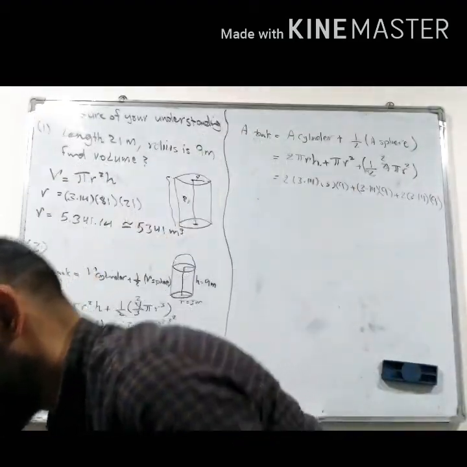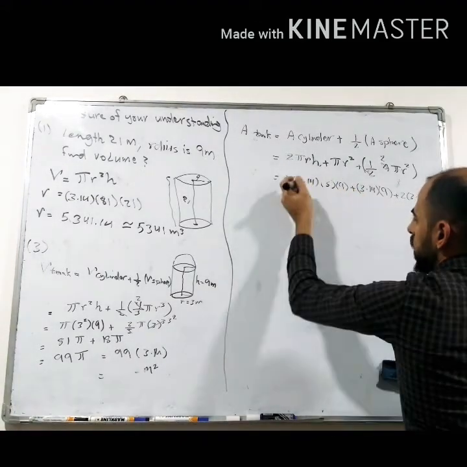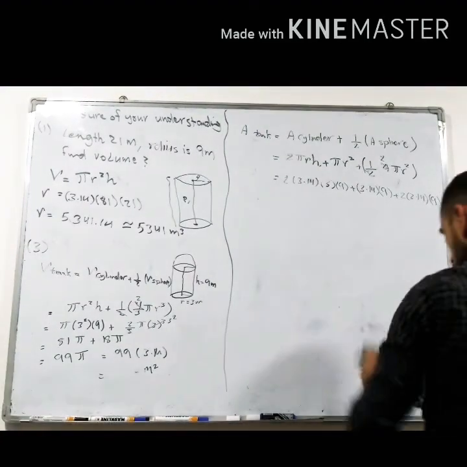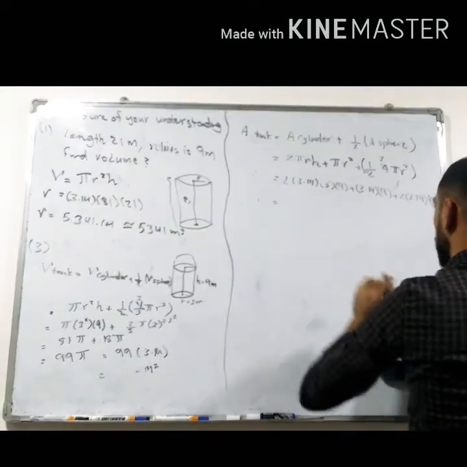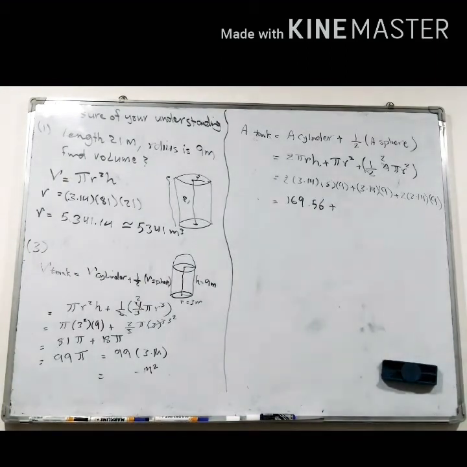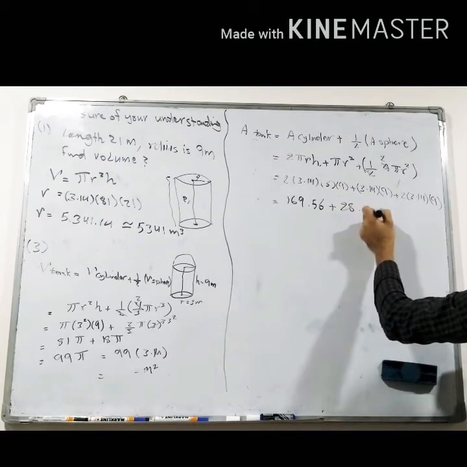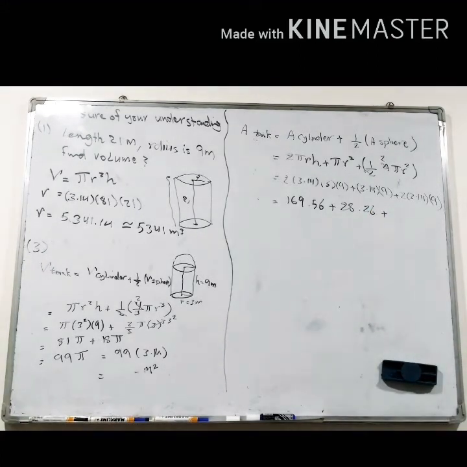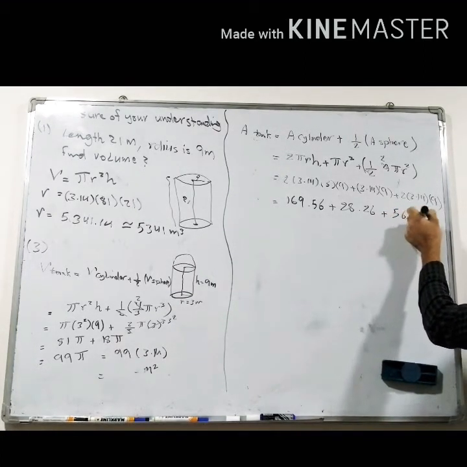Now I will find the result by calculator to find the result quickly, because everyone knows how to do the multiplication of decimal fractions. 2 multiplied by 3.14 multiplied by 3 multiplied by 9 equals 169.56, plus 3.14 multiplied by 9, which equals 28.26, plus 2 multiplied by 3.14 multiplied by 9, which equals 56.52.